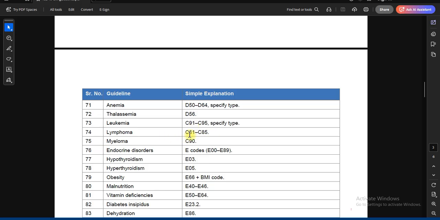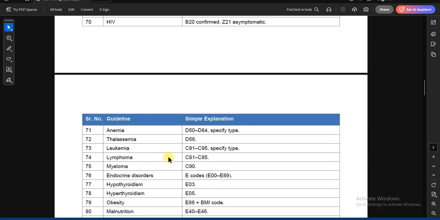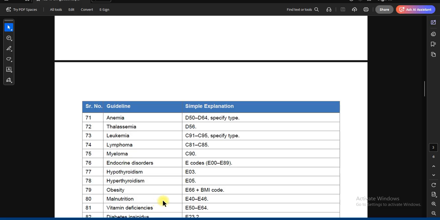Wherever you see the C series, you need to understand these conditions are cancers. For example, if we see myeloma, a tumor of the myelin sheath, here you need to use the C90 series. If the documentation contains any type of endocrine disorders, we need to use E series codes. Most of the time we will get hypothyroidism, E03.9. As we discussed just now, for hypothyroidism, we need to use E03, for hyperthyroidism, E05, and obesity, E66.